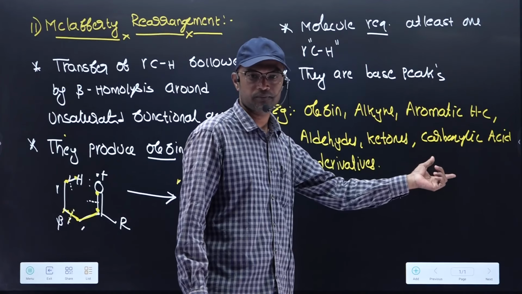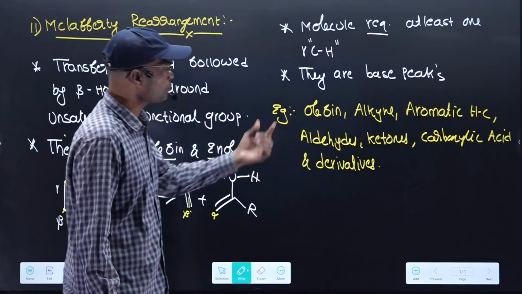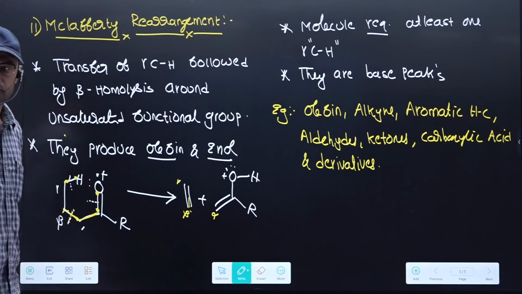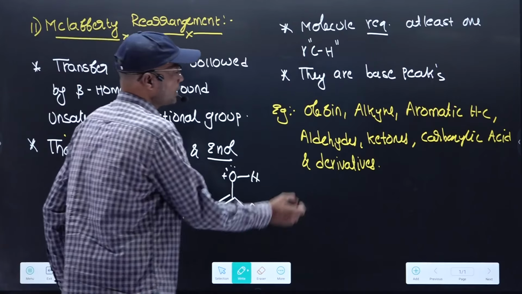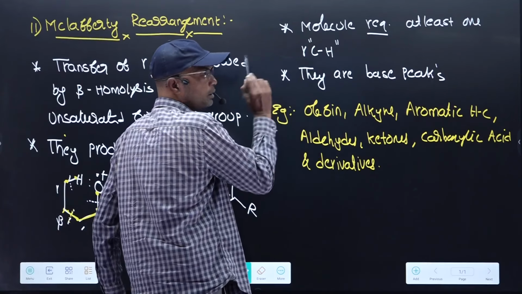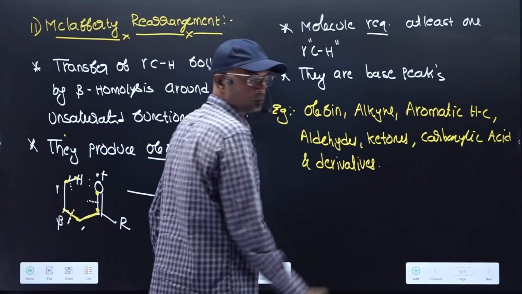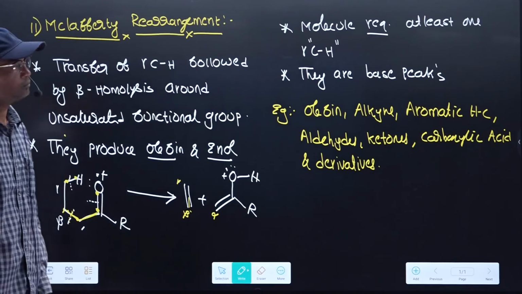carboxylic acid itself. So what is the requirement for this? Everywhere there is a requirement of unsaturation and gamma. If unsaturation and a gamma carbon hydrogen are present, then they will give McLafferty rearrangement.